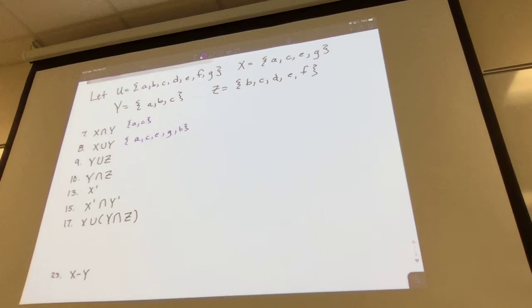All right, so try 9, 10, and 13. And if you'd like to, you can try the complement, X complement. That one should be pretty easy for you.